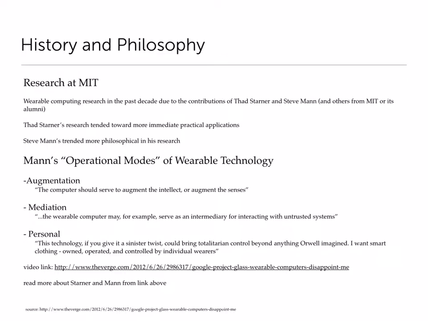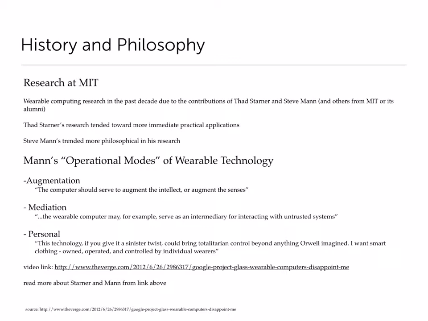So I'd like to start with the history and the origins of wearable technology. A lot of it comes out of research done at MIT by Thad Starner and Steve Mann. Starner's research was more practical, whereas Steve Mann's was more philosophical. Along those lines, he developed these operational modes of wearable technology.